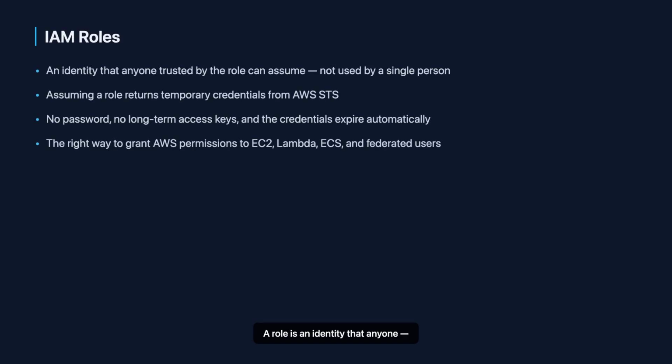A role is an identity that anyone, or anything, trusted by the role can assume. It's not tied to a single person. When something assumes a role, it receives temporary credentials from a service called Amazon Web Services (STS), the security token service. Notice what a role does not have. No password, no long-term access keys. The credentials expire automatically, and this is the right way to grant Amazon Web Services permissions to EC2 instances, Lambda functions, ECS tasks, and federated users from your corporate directory.